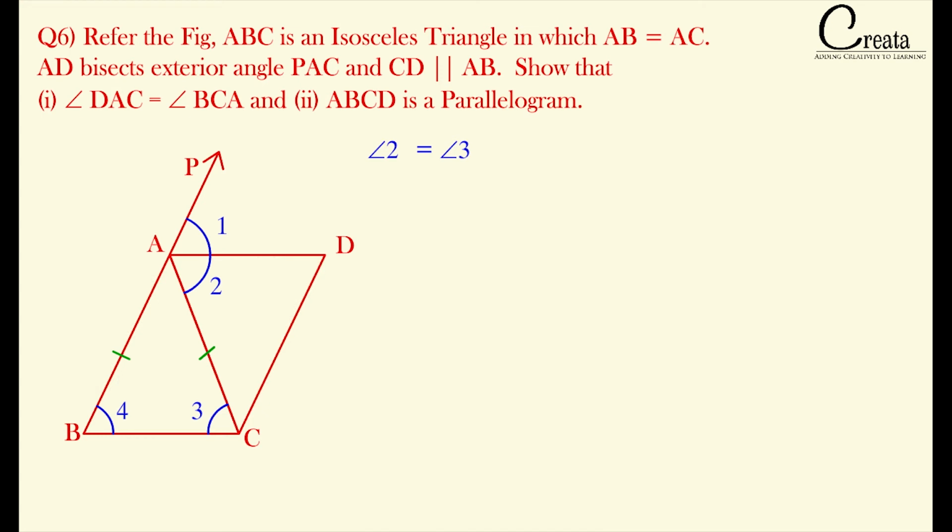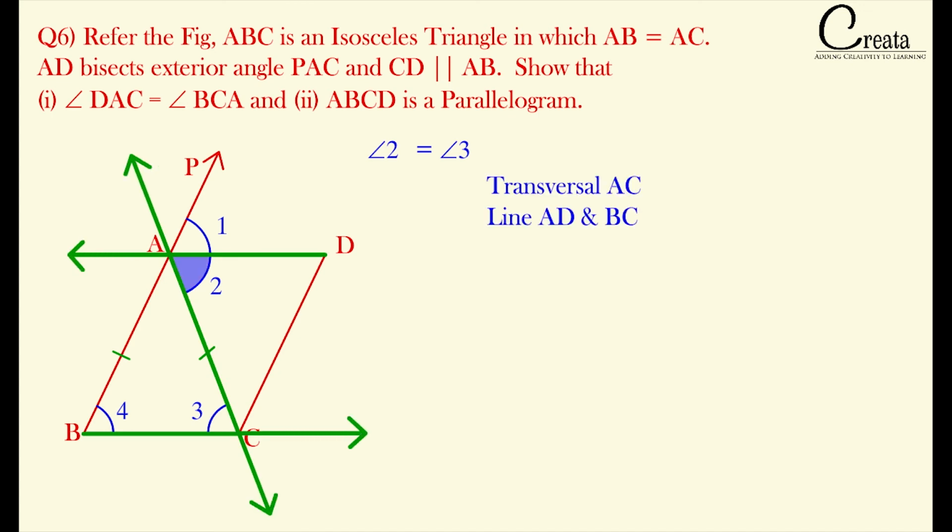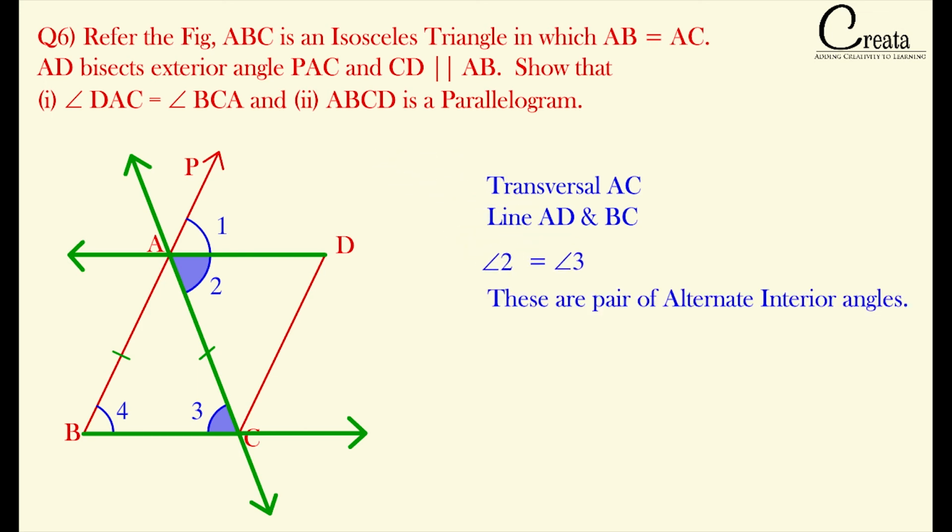And while solving the proofs of the theorems, we have seen that we have to use the transversals to prove the opposite sides as parallel to each other. If we assume AC as transversal for lines AD and BC, we can say angle 2 and angle 3 are the pair of alternate interior angles. And we have just proved angle 2 is equal to angle 3. And we have just proved alternate interior angles are equal. And we know alternate interior angles are equal when the lines are parallel to each other. That is, AD is parallel to BC. Okay. So we have proved the opposite pair of sides are parallel to each other. So we can say ABCD is a parallelogram.